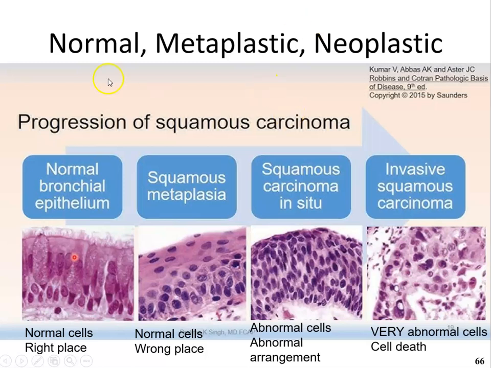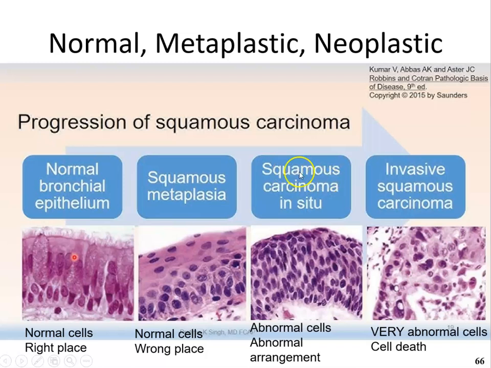So here's an example of progression of squamous carcinoma. You can see the normal bronchial epithelium here. So normal cells, they're ciliated, they're pseudostratified, and they're in the right place. You can have squamous metaplasia, where you've got normal cells, right? So it's metaplasia, so it's gone from one normal epithelium to another normal epithelium. But these cells shouldn't be here. They're in the wrong place.